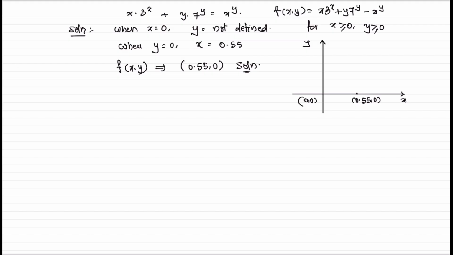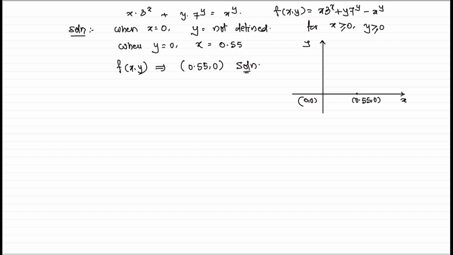Now, let us solve this equation, because when x is equal to 0, y is not defined. That means this curve is not going through the origin. When y is equal to 0, it's cutting the x-axis at 0.55, 0. One point is there. It's a curve. It's not a linear one. It's an exponential curve.